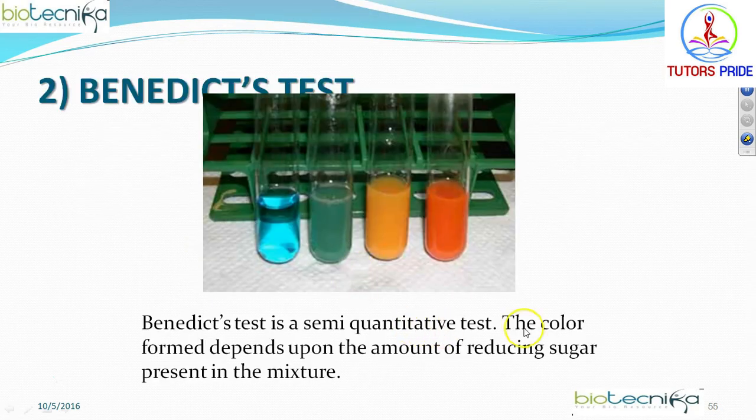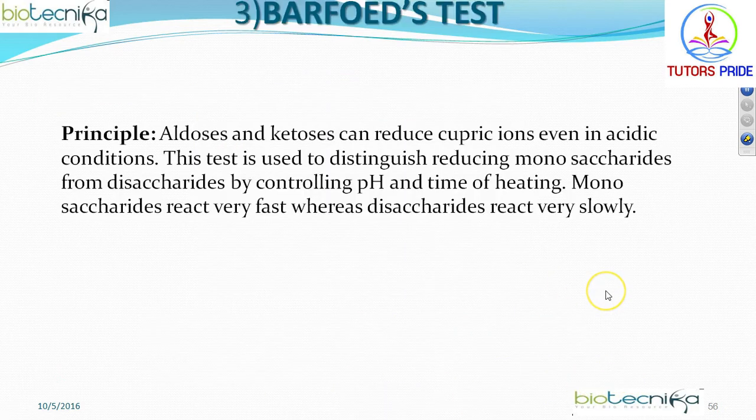So this is your Benedict's test, as I showed. Overall, this is a test for your reducing sugar. Then Barfoed's test. What is the Barfoed's test principle? Aldoses and ketoses can reduce cupric ions even in acidic conditions. That was in your Benedict's reagent, in basic conditions. But this Barfoed's test is in acidic conditions, in presence of any acids.